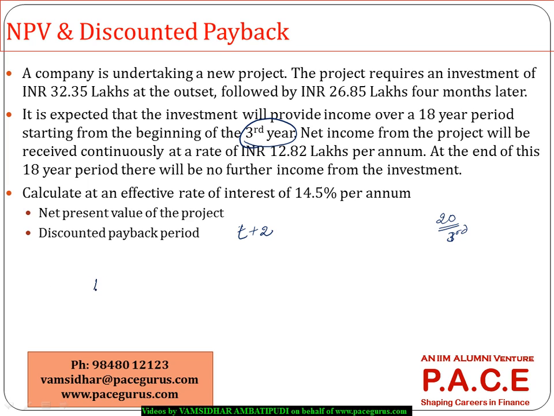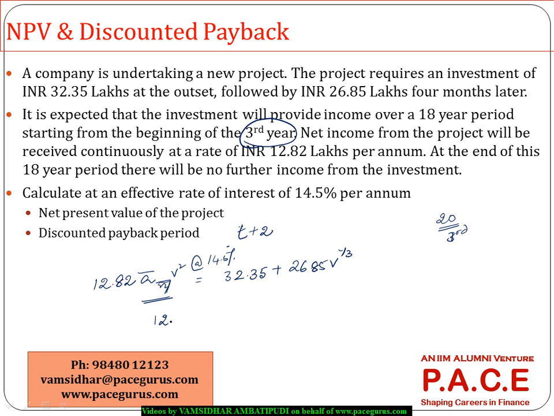But the way I have to look out for is at what point in time, 12.82 at every period for whatever n, instead of directly taking 18 now, for whatever n at 14.5%, 12.82 a bar v squared, at what point is it equivalent to 32.35 as well as 26.85 v power 1 by 3. So what is this particular value of n where that equality is coming out?